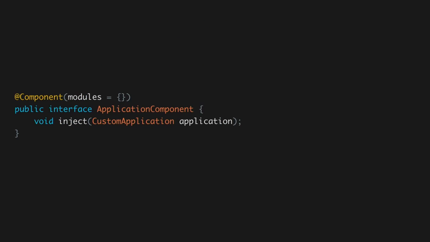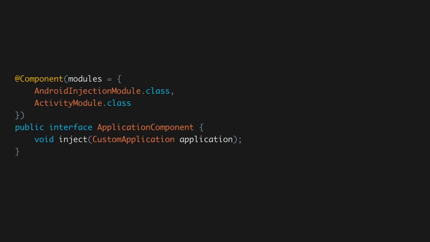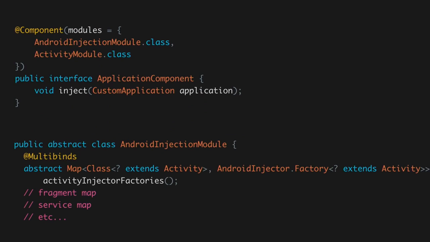Now, an application component, like a normal component, is just a collection of modules, and we know that it can inject stuff into a custom application. The modules that it needs in this case are two. The first is called AndroidInjectionModule, and the second is called an ActivityModule. The AndroidInjectionModule is again provided by the Dagger Android library. It's not something we control, and what it actually is, it's a map of class names to injectors.